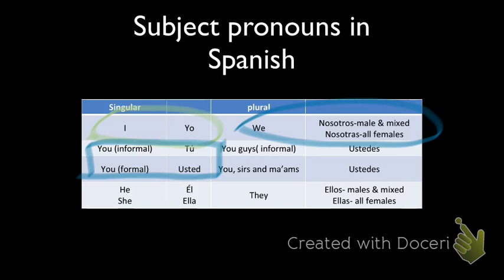You guys can be either formal or informal. Both ways it's ustedes. He is él with an accent. She is ella. And they, if it's a mixed group or if it's all males, ellos. And if it's all females, ellas.